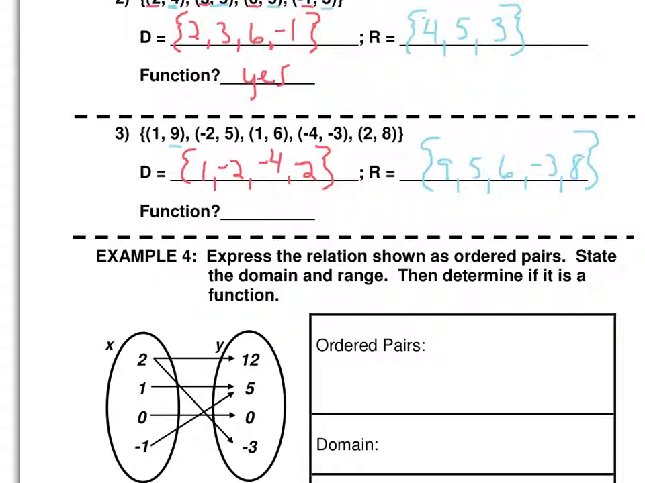So the question is, is this a function? Well, no, it's not a function because you can see 1 repeats. So 1 is with 9 and 1 is also with 6. And your x values can only have one y. Alright, let's go on to example 4.